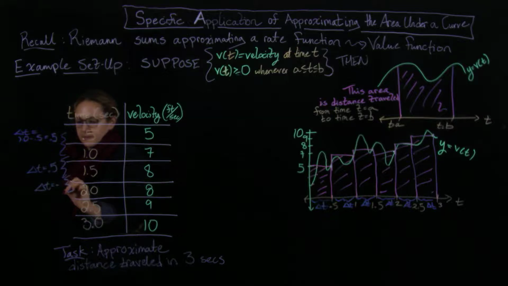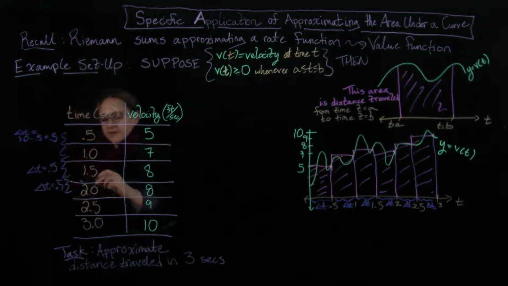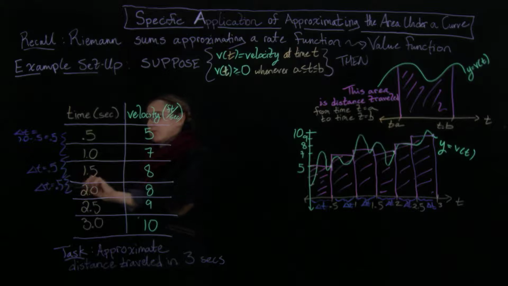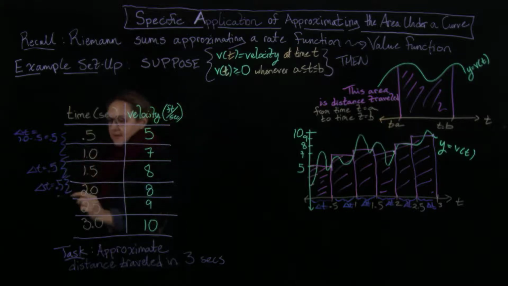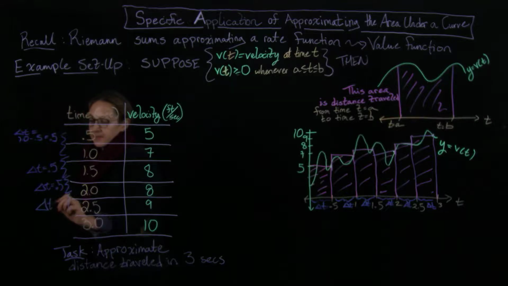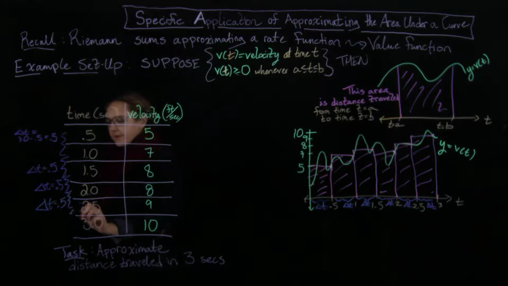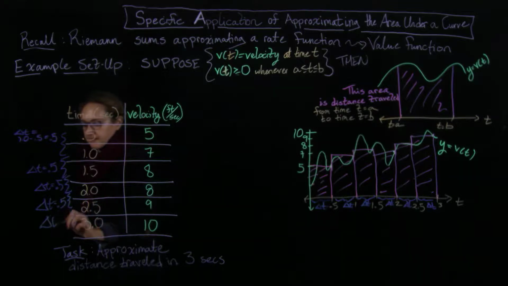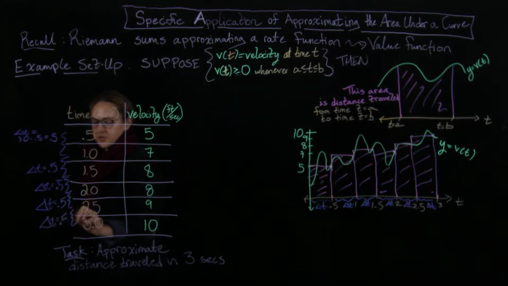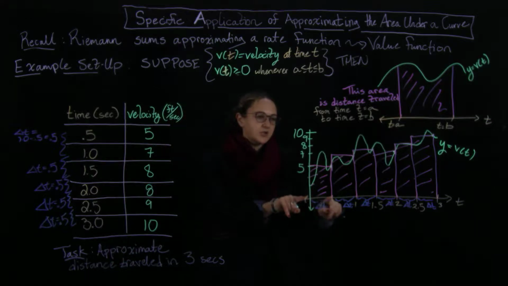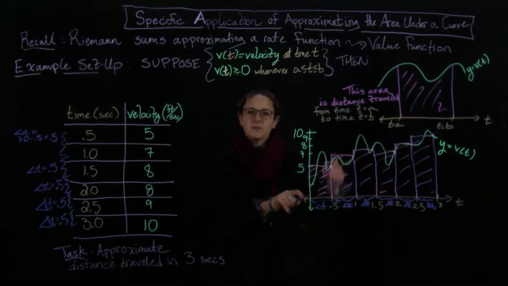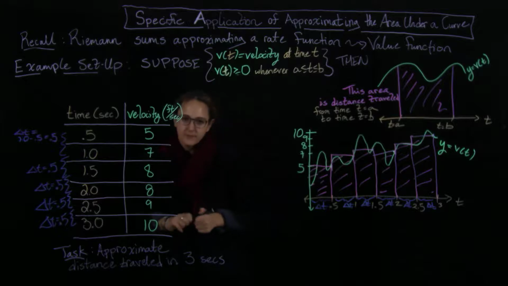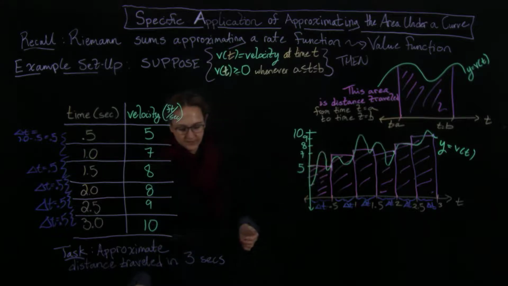Delta t equals 0.5, right? Each of them I would get by taking 2 minus 1.5 is 0.5. 1.5 minus 1 is 0.5. So each of these, 2.5 minus 2 is 0.5. Each of these is the same in this particular circumstance. 3 minus 2.5, that's also 0.5. Okay, so this is my change in time between the times in which I have the values for the velocity.